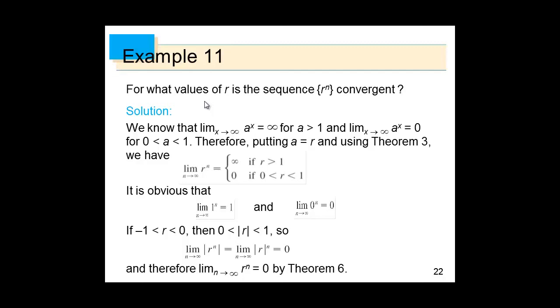But we know that if the limit of the absolute value of a sequence is 0, the limit of the sequence itself is 0, right? So the limit of r to the n will be still 0 if r is between -1 and 0. Is everybody okay with that? Okay.